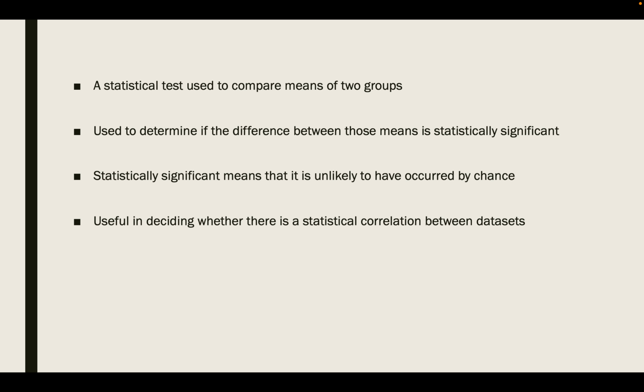What the t-test does to the means is it tells us if they're statistically significant or not, and by that I mean whether or not they're likely to have occurred by chance. If they're statistically significant, then it means they're unlikely to have occurred by chance, like this says here. And then we can decide if there's a correlation between those groups based on the result of that calculation. And that can be useful for a variety of reasons, as you can probably imagine. So that's kind of the basic purpose of t-tests.